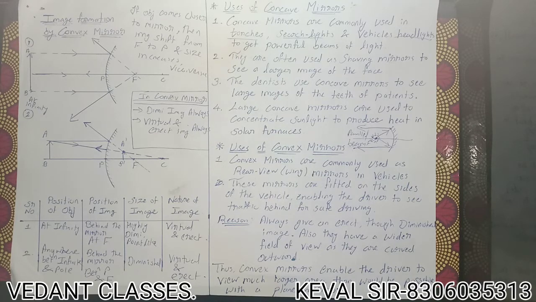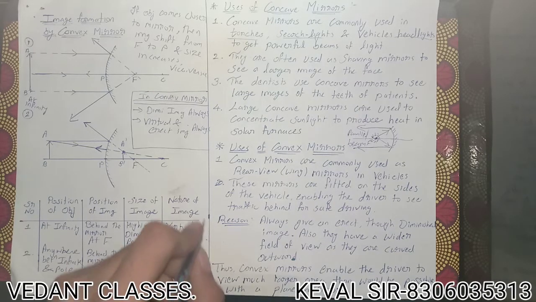Now let's see the uses of convex mirror. The convex mirrors are used commonly as rear view wing mirrors in vehicles. These mirrors are fitted on the side of vehicles, enabling the driver to see the traffic behind for safe driving. So the mirrors that you have in your vehicles are usually convex mirrors. Why use the convex mirror? This reason is very important.